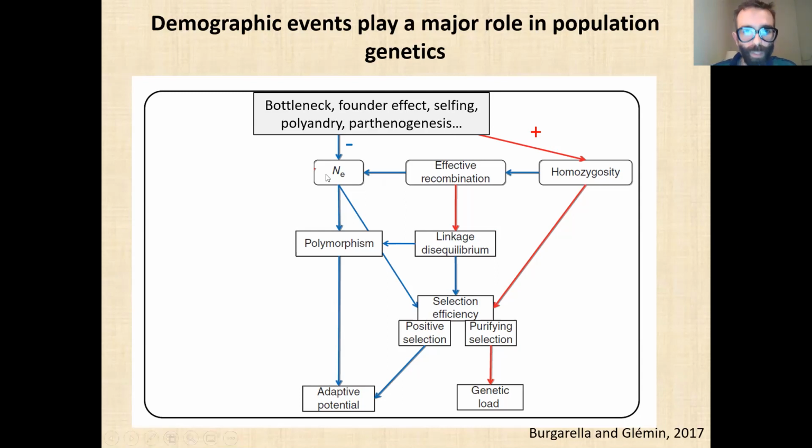So with all of this, it will decrease the effective population size, it will decrease polymorphism, and together with increasing homozygosity, that will then decrease effective recombination, which is more or less the same as saying that there is increased linkage disequilibrium. And all this together will decrease the efficiency of selection, both positive and purifying selection. And because it decreases the efficiency of purifying selection, that will increase the genetic load in general. And on the other hand, because positive selection cannot act properly, the adaptive potential of this population will decrease.